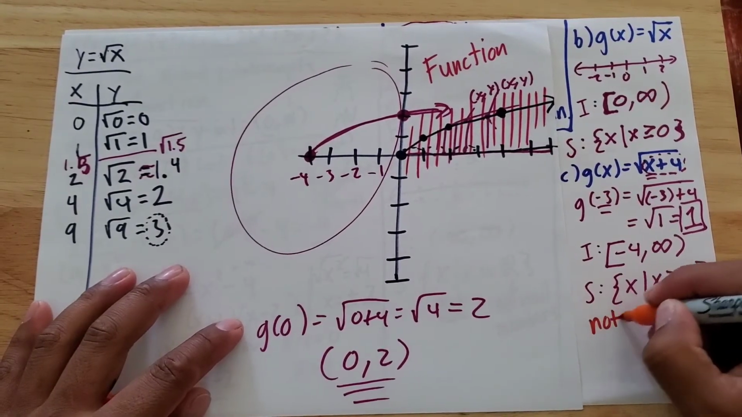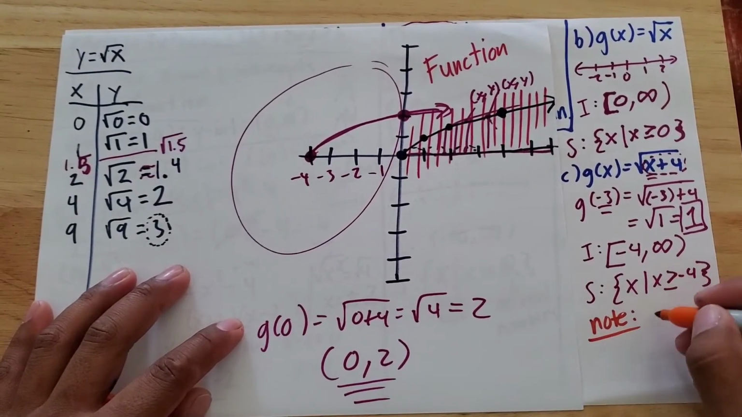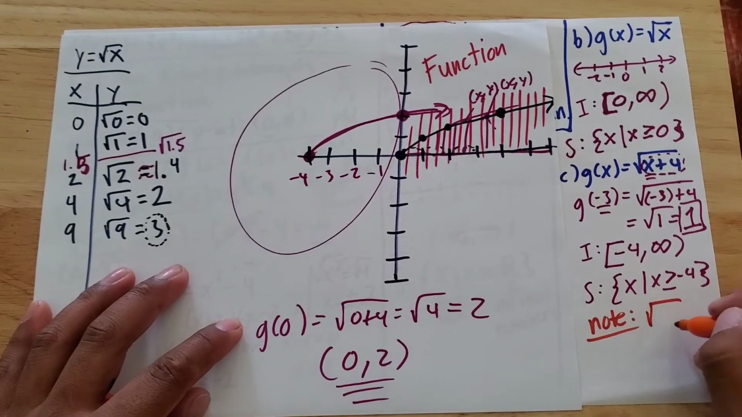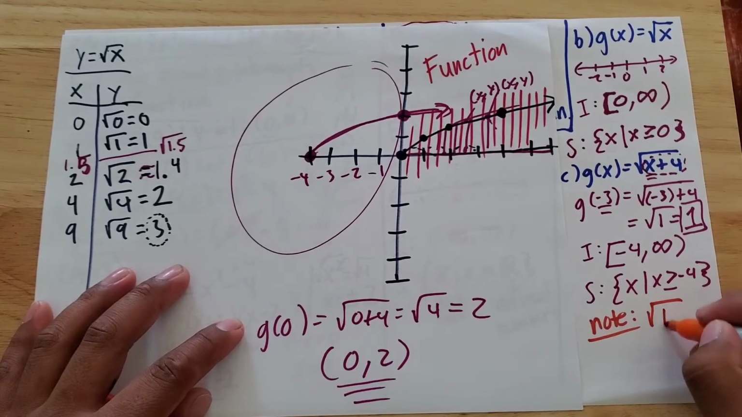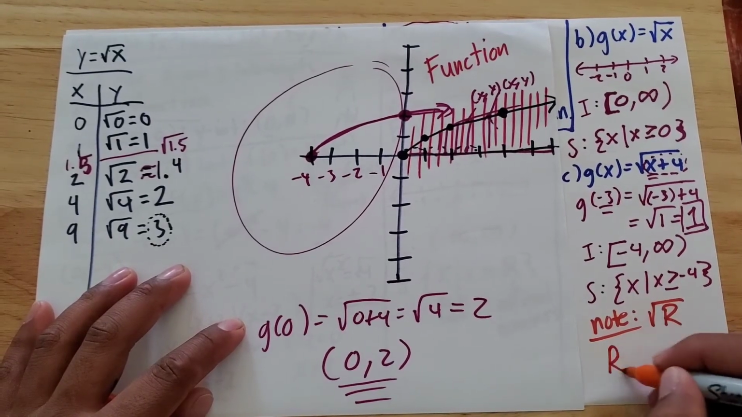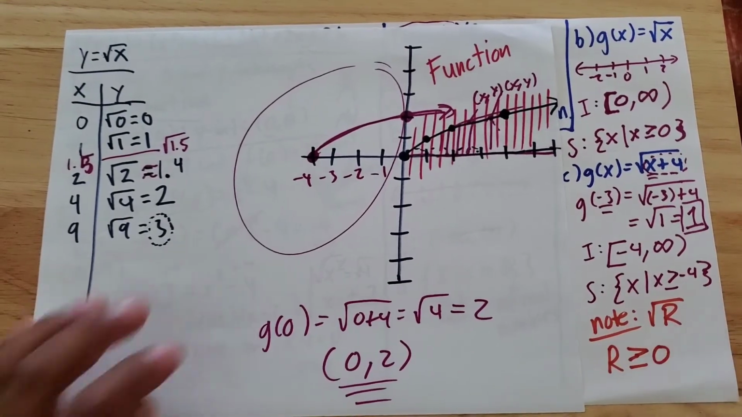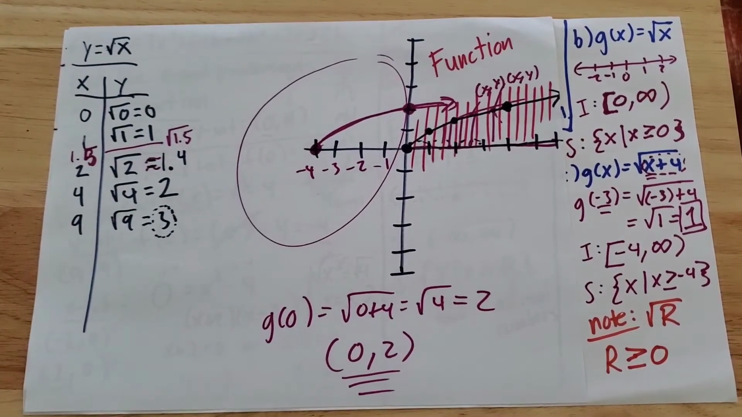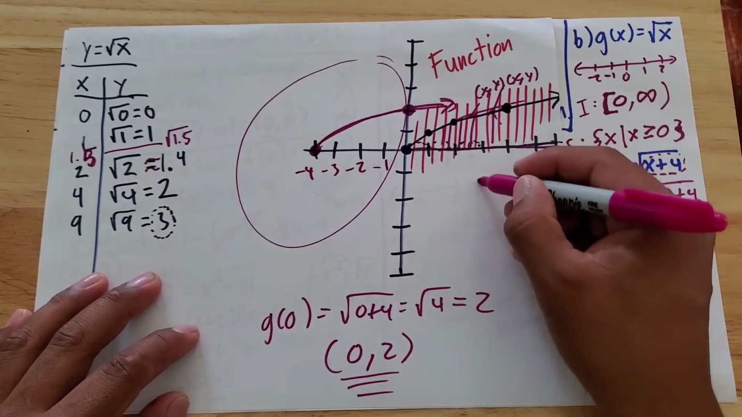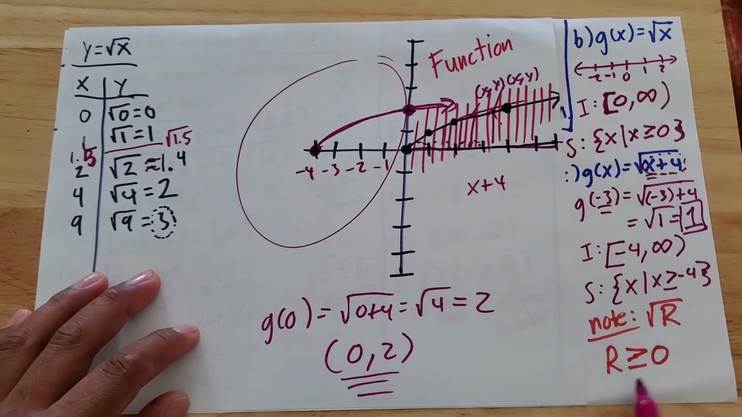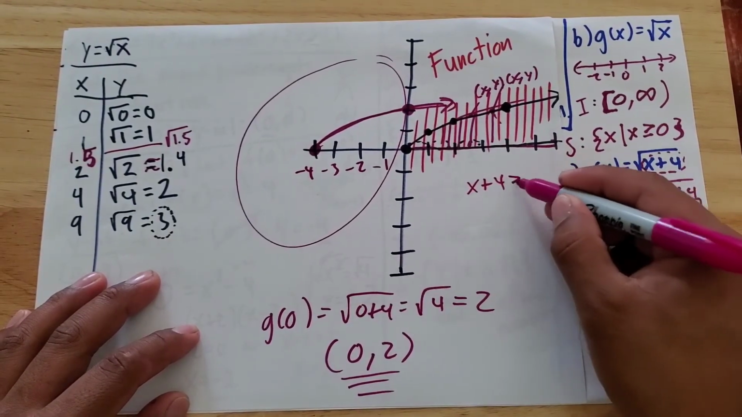A note is that here, the radicand has to be greater than or equal to 0. The reason why that's important is what I could have done is that, well, I know the radicand here is x plus 4. And I'm saying the radicand has to be strictly greater than or equal to 0.